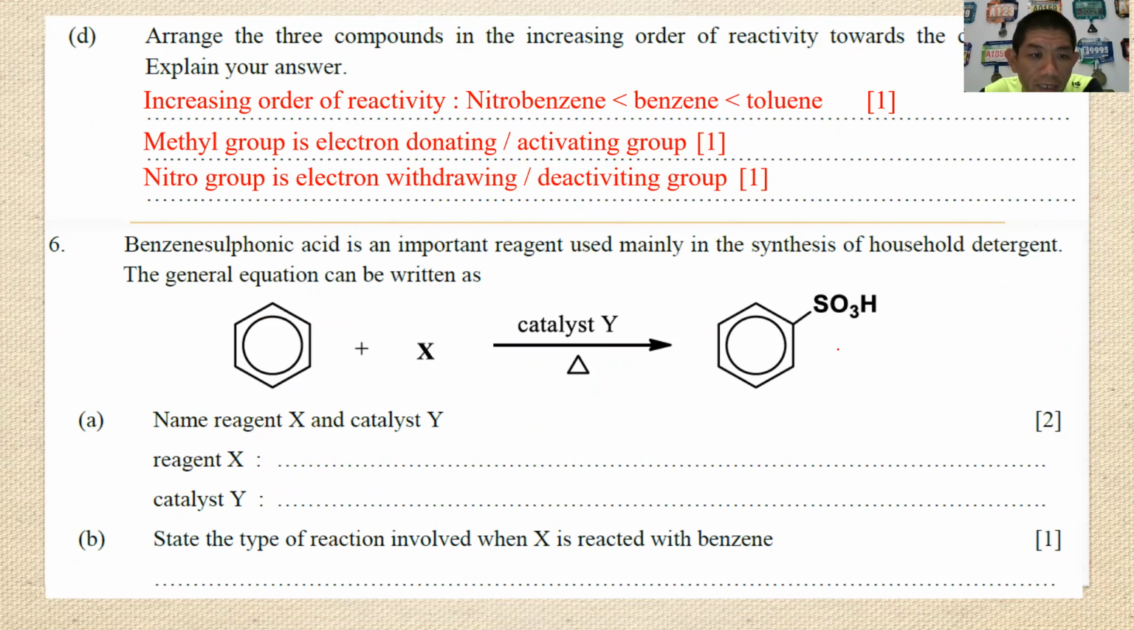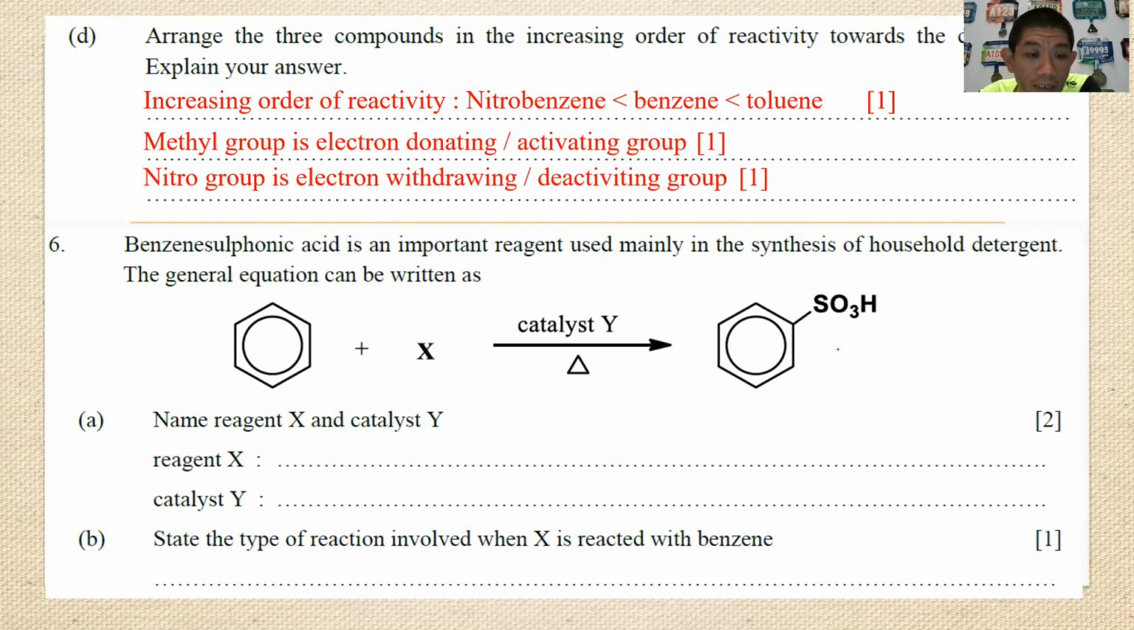Then we go for number 6. Benzene sulfonic acid is an important reagent used mainly in the synthesis of household detergent. The general equation can be written as follows. So you have benzene reacting with reagent X and catalyst Y to form benzene sulfonic acid, SO3H. This one you must know by yourself: what is reagent X and what is catalyst Y.